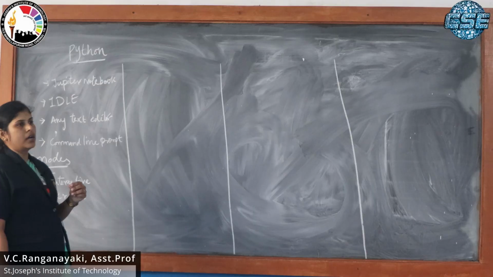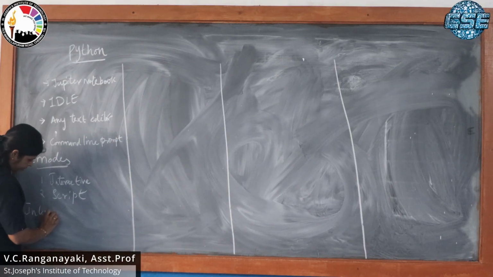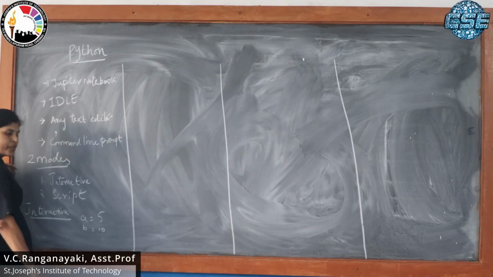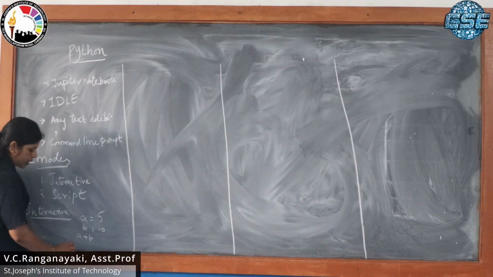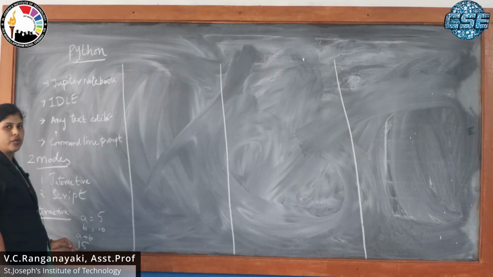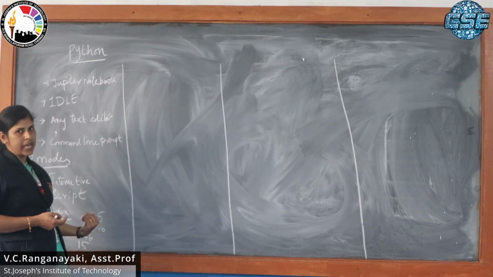For example, in interactive mode I am giving A equal to 5, B equal to 10. Next I am giving A plus B. When I run this code, I get an output of 15. Simply we are getting an output. So line by line we are writing and executing it immediately. That is the interactive mode. We are not saving it anywhere. To run a small snippet of code we go for interactive mode.